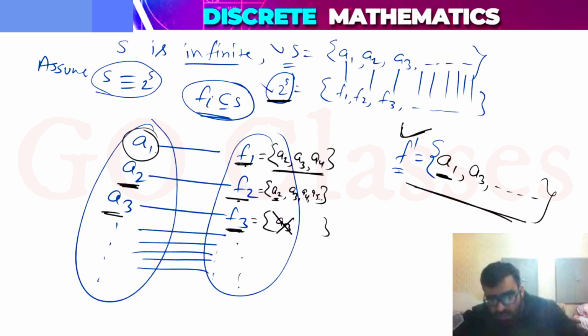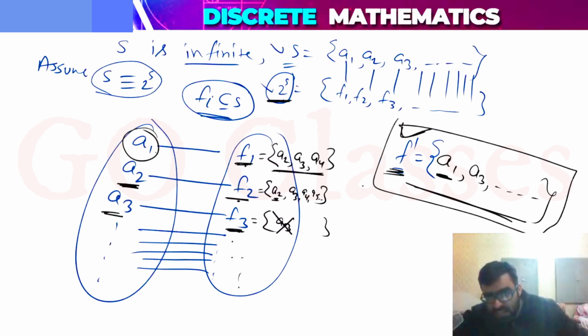Similarly, this f dash will be different from f4, this will be different from f5, this will be different from f6, and so on. So this f dash will be different from all of them. And hence I can say this f dash is not covered in this bijection. So you can say this definitely is not a bijection. If this f dash is not covered, then definitely this is not an onto function, and hence I can say this is not a bijection. So hence I can say there is no bijection. So the bijection between S and 2 power S does not exist.